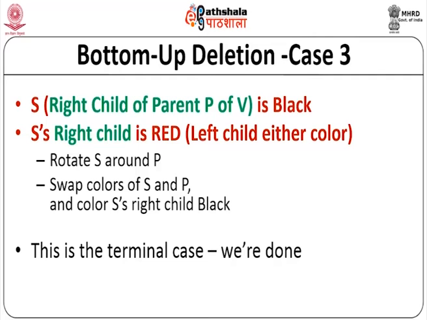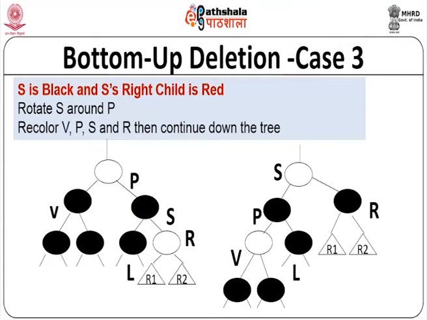When this happens, absorption has happened. So, in that case S is black, S's right child is red, as you can see. Now, rotate S about P. So, S is rotated about P, and you know how it is a left rotate. It is rotated about P and you recolor V, P, S and R. So, R which was red becomes black, S which was black becomes red, P which was red becomes black, and V which is black becomes red. So, you are recoloring everything. Recoloring means it changes from one color to the other. So, this is the terminal case of what will happen.